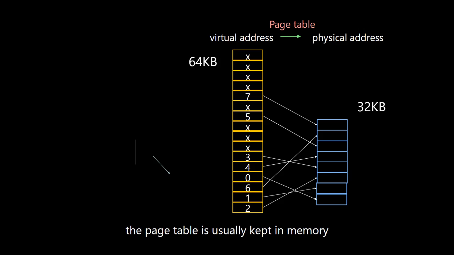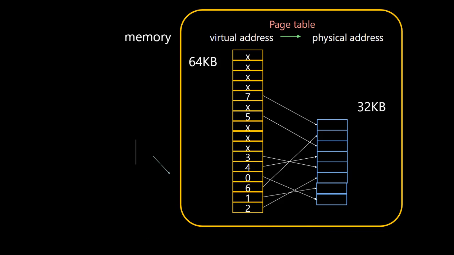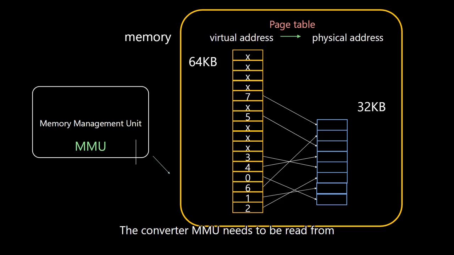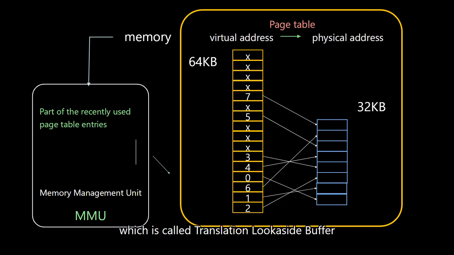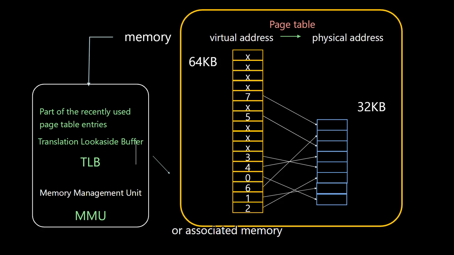Then, the page table is usually kept in memory. The MMU needs to read from memory every time it converts, which is very slow. Therefore, hardware acceleration is required. That is, the MMU temporarily stores part of the recently used page table entries, which is called the Translation Lookaside Buffer, TLB for short, or associative memory.